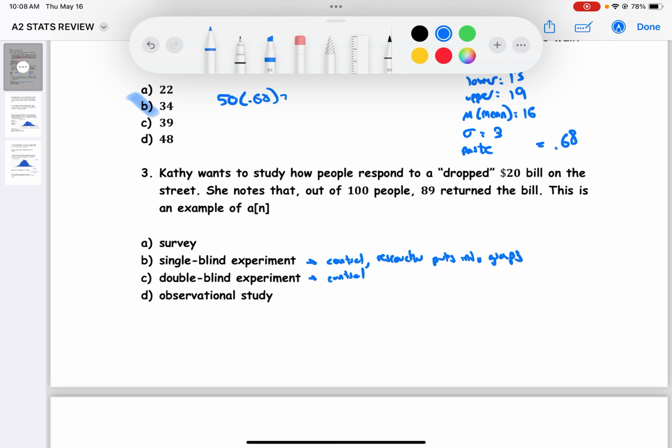With an observational study, however, which is the answer here, it's different, right? I didn't tell people whether or not to return the bill. I'm putting them into a situation where they put themselves into a group. So either they're in the I returned the $20 bill group or they're in the I did not return the $20 bill group. So in that case, I'm just observing what group they put themselves in. And of course, it's not a survey because I'm not asking a question.